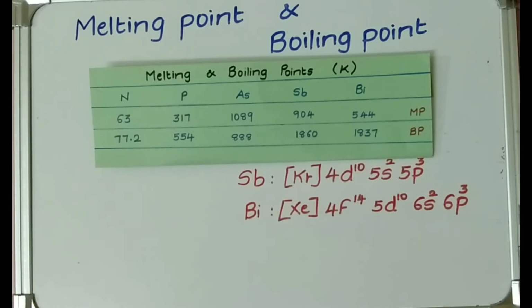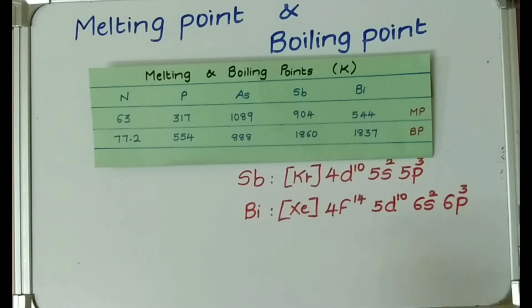So let's discuss the melting point and boiling point of group 15 elements. Here I have mentioned the melting points and boiling points of group 15 elements in Kelvin. You can see that from nitrogen to arsenic, correct, the melting and boiling points are increasing. Generally, down the group, melting point and boiling point will increase. Why? Because atomic mass also increases, correct. So MP and BP will also increase.